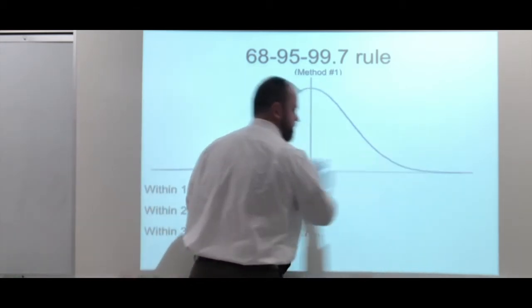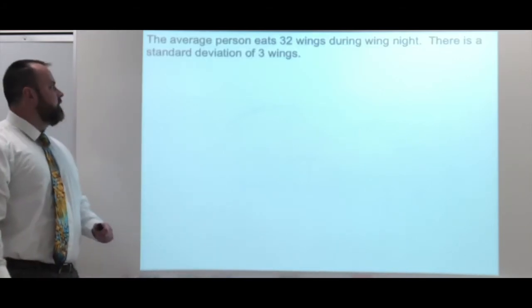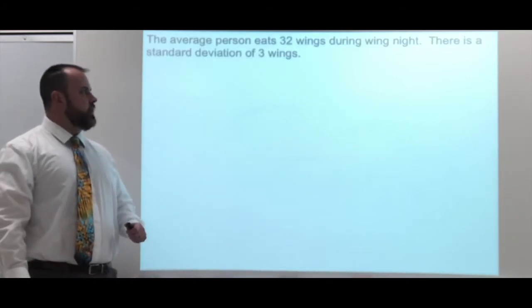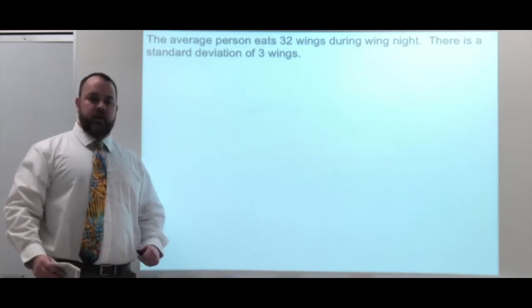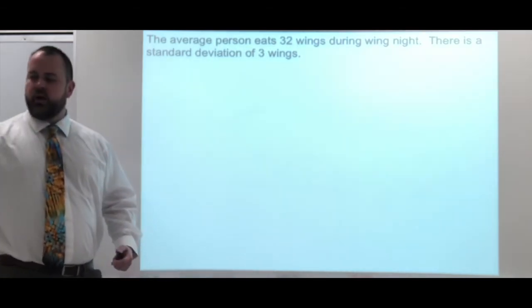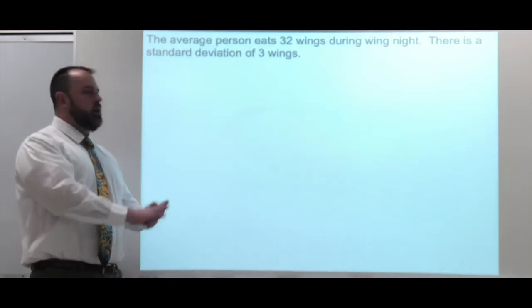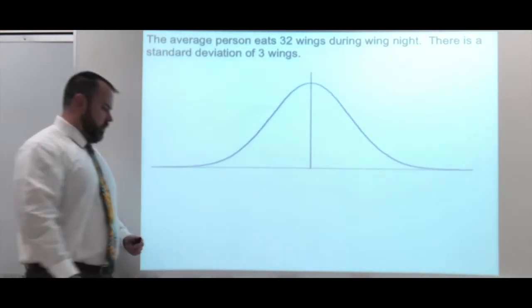And so here's the setup. The average person eats 32 wings during wing night. There is a standard deviation of 3 wings. That's the parameter of our situation. That's what our population does: people who go to wing night average 32 wings, with a standard deviation of 3. So with that, we can set up our normal curve.